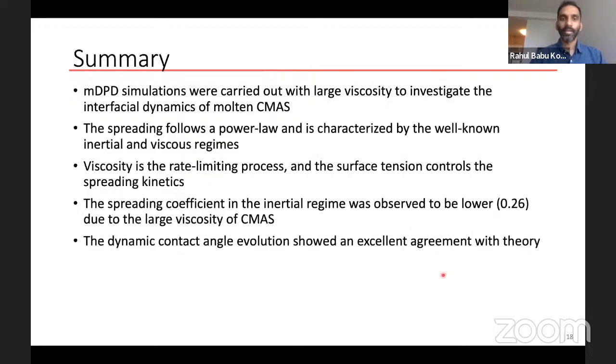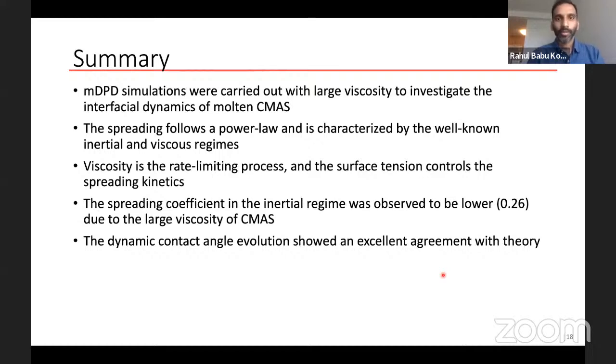So that concludes the spreading process. Our results on the spreading process, we have submitted all these results to the Physical Review Fluids Journal, and it's currently under review. So this is a summary of what we've done.